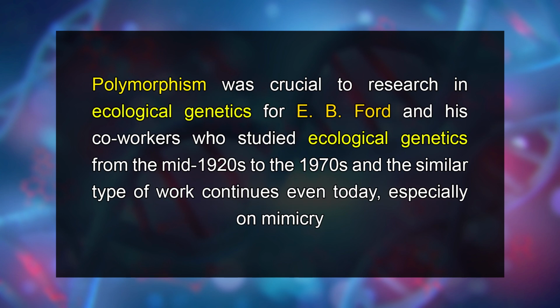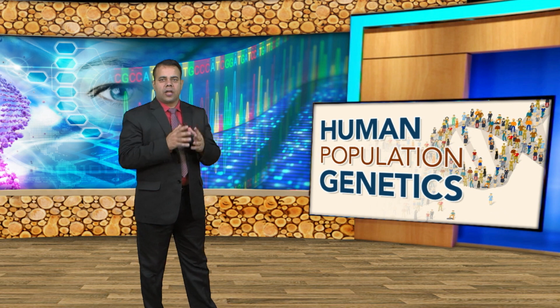Polymorphism was crucial to research in ecological genetics for E.B. Ford and his co-workers, who studied ecological genetics from the mid-1920s to the 1970s, and similar work continues even today, especially on the mimicry front. The results had a considerable effect on the mid-century evolutionary synthesis and on present evolutionary theory.